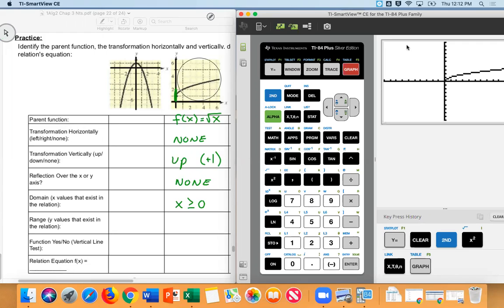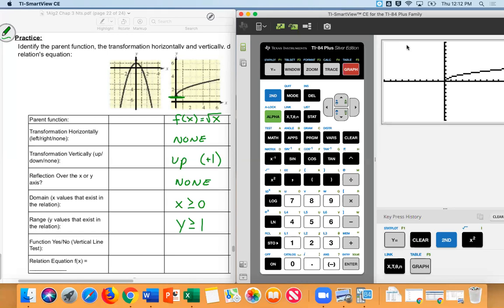Well, let's look at the range. The range is my y values. Notice my y's don't go below that value. Doesn't go below that value, right? So what number is that? Not 0. 0 is right here. That number. 1. So my y's need to be greater than or equal to 1.